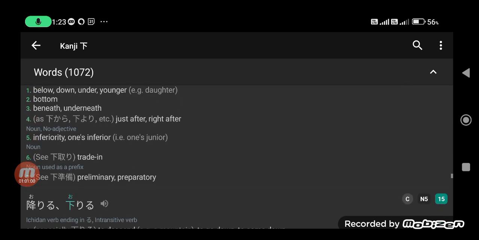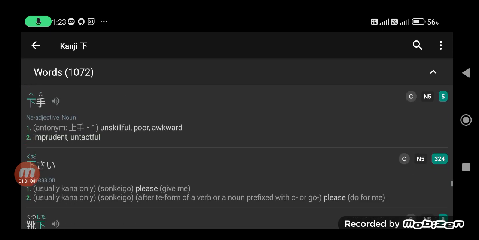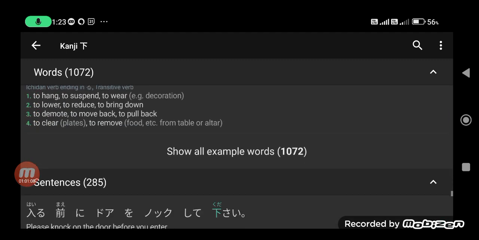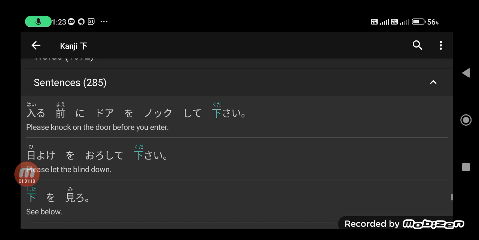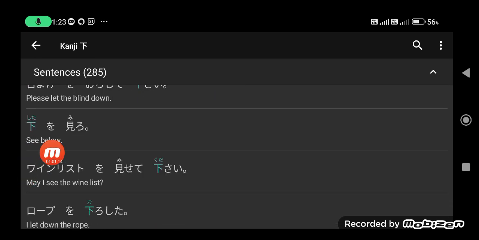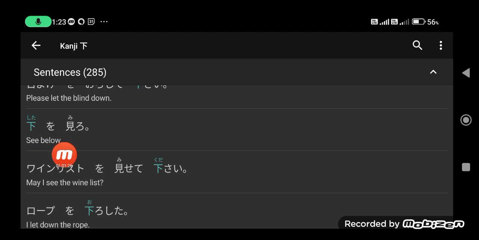So we go now to the names. Oh, let's give one more example. Let's say you want to cite examples. Shita wo miru, see below. 下を見ろ.